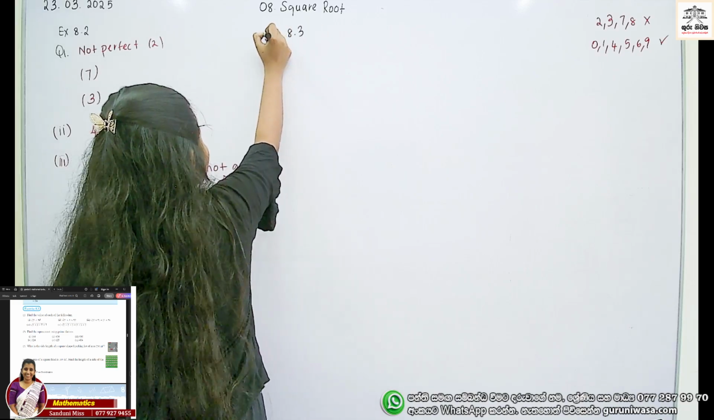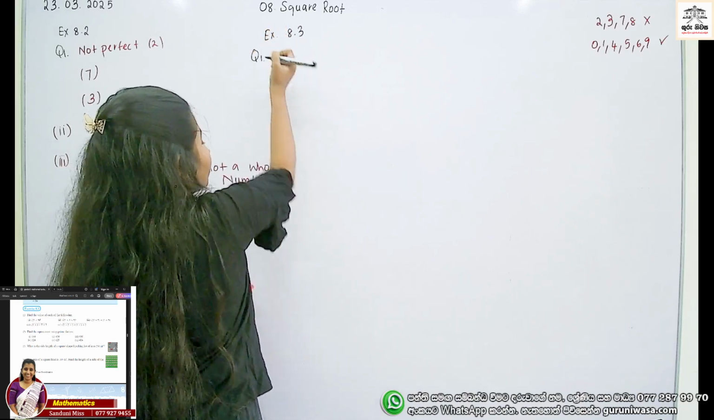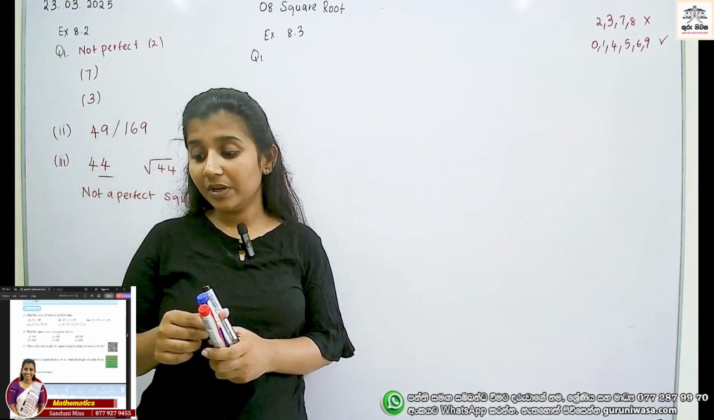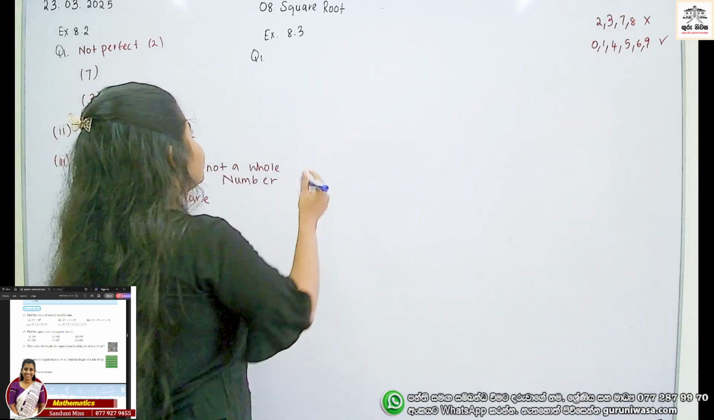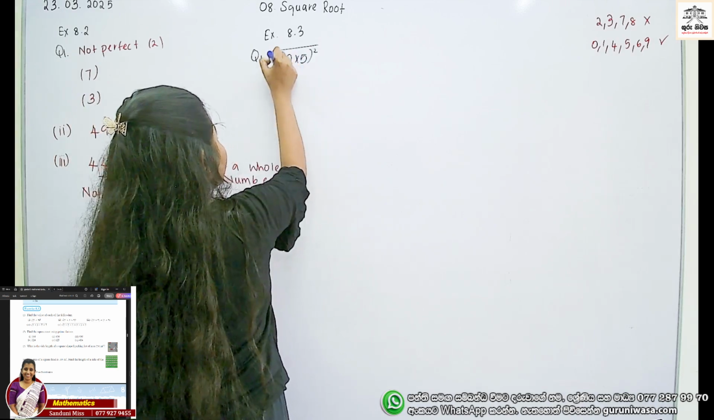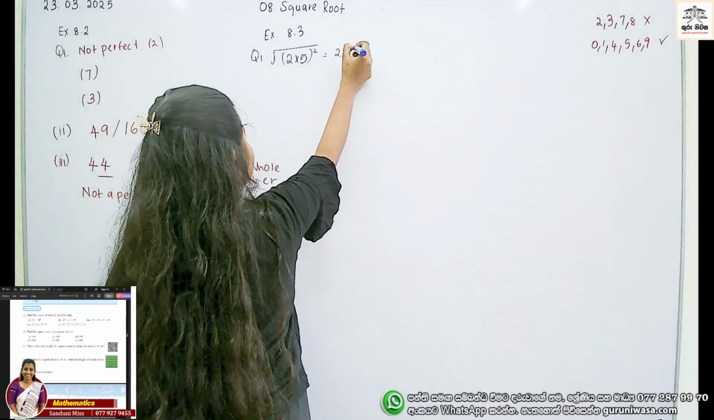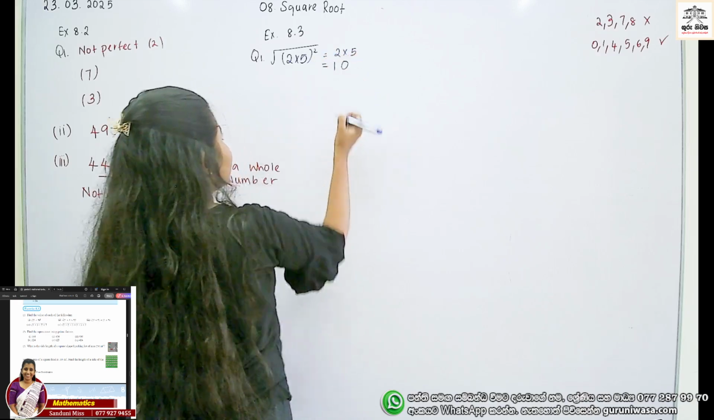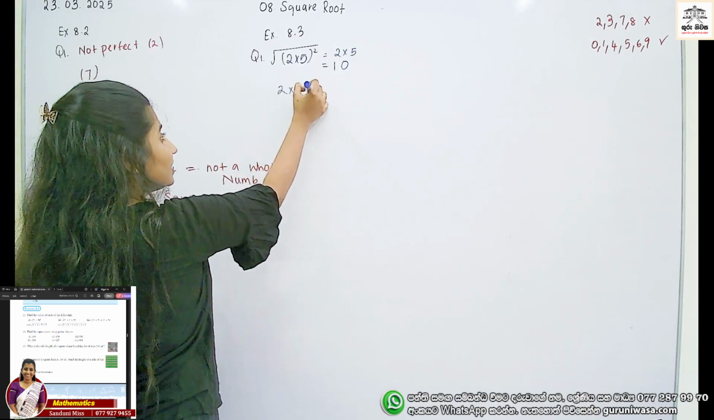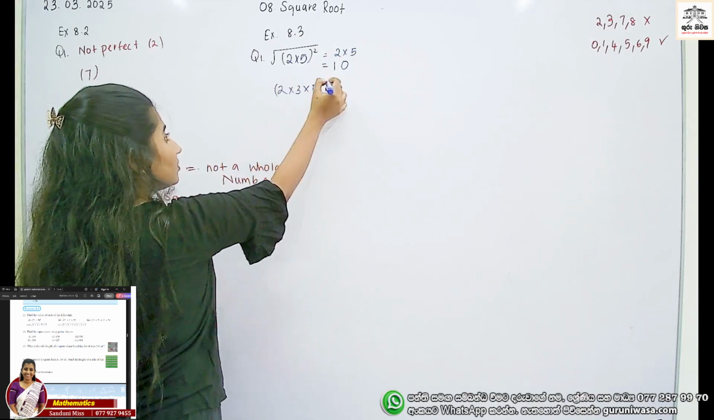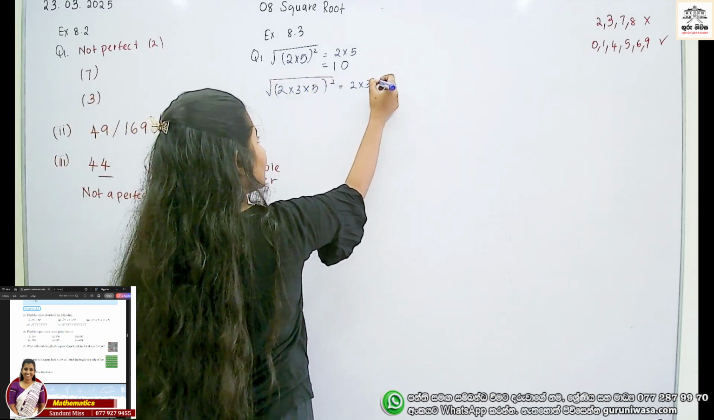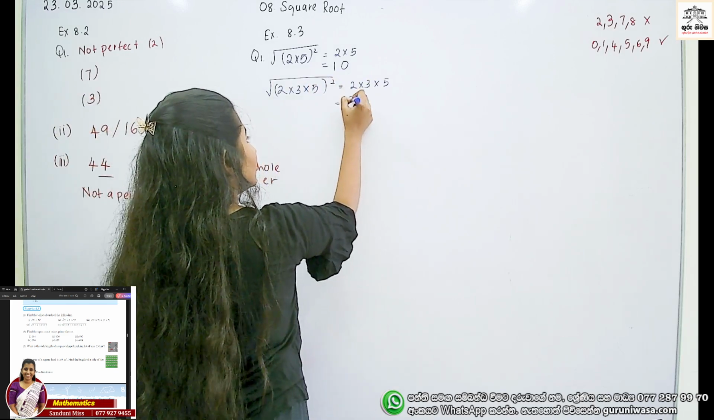8.3. Question number 1. Right? 2 times 5 to the power 2. You have to find each one. What is the answer? 2 times 5, which is equal to 10. Next. 2 times 3 times 5 squared, which is equal to 2 times 3 times 5, 30.